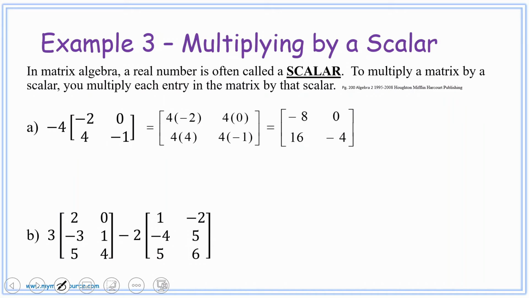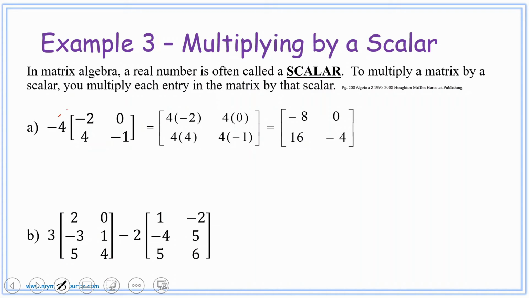All right, what about multiplying a matrix by a scalar? Well, first of all, what is a scalar? In matrix algebra, a real number is called a scalar. Now, to multiply a matrix by a scalar, you simply multiply each entry in the matrix by that scalar. Think of it as just simply regular multiplication.